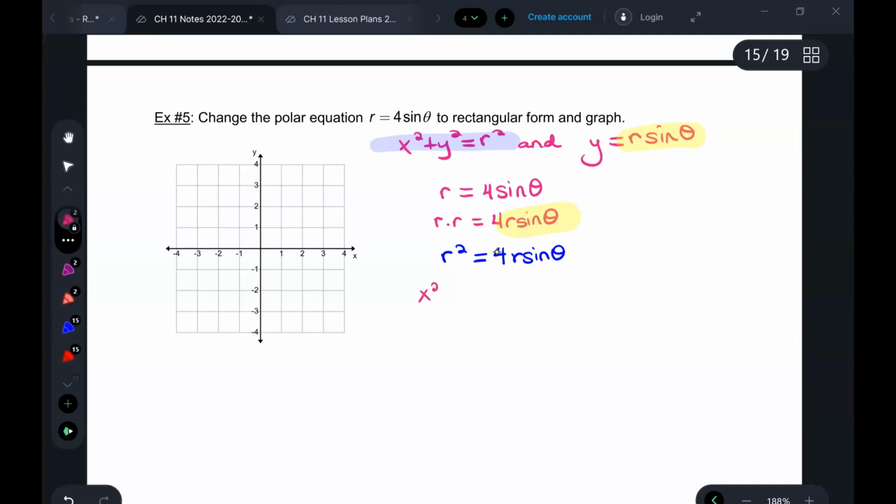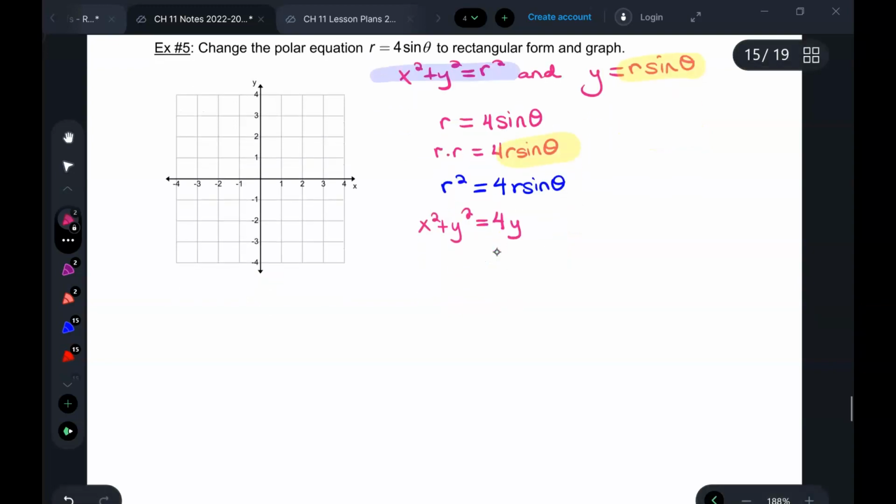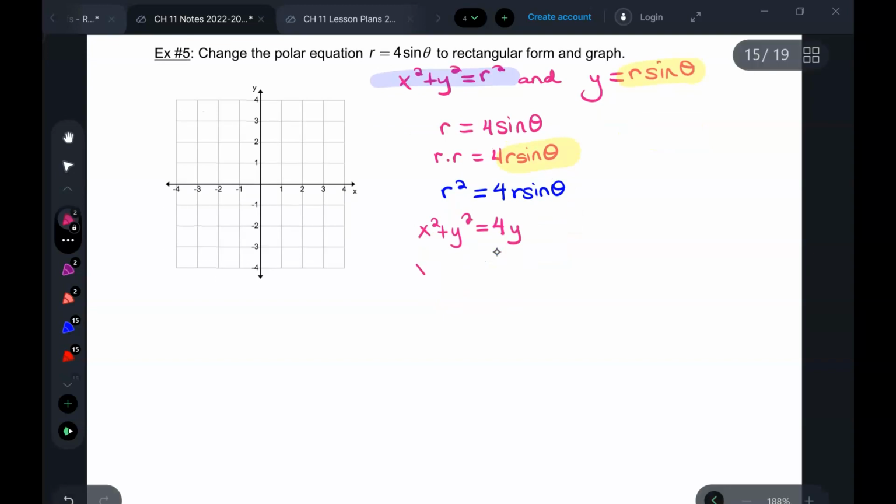So I'm going to have x squared plus y squared equals 4, and I'm going to replace the r sine theta with y. Okay, I'm going to move the 4y to the other side. And now we're going to bring back something that you probably learned so long ago, but we're going to complete the square because we want to be able to graph this.